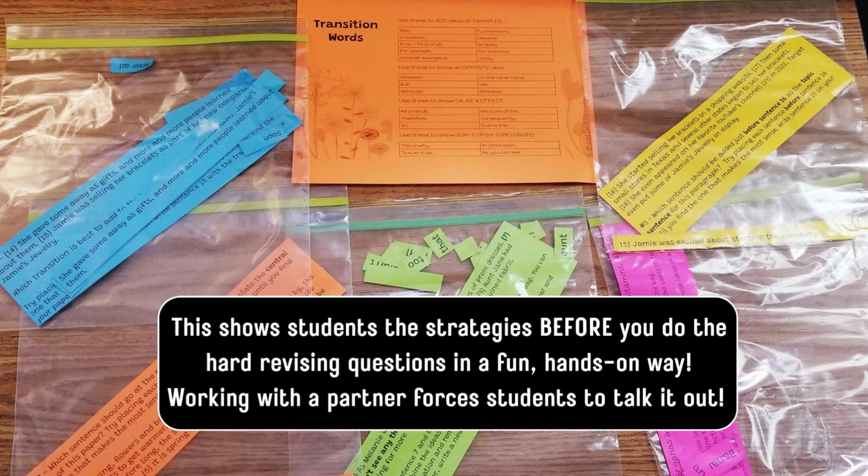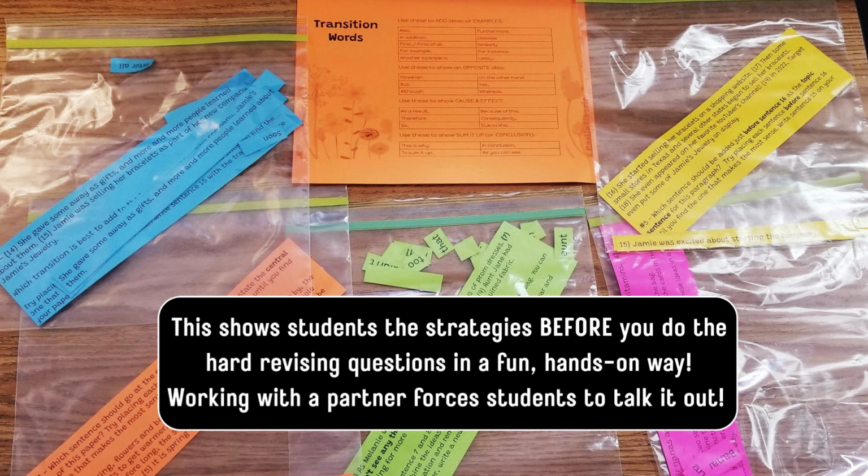This activity only has 5 questions. All you need is 5 pieces of paper. I did 5 different colors and put each one in its own bag. This shows students the hands-on strategies before they ever do the multiple choice questions. It helps them understand why they have to look at the sentence before the transition word as well as the sentence with the transition word.